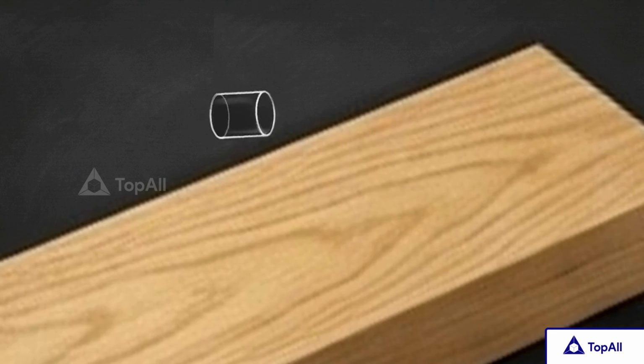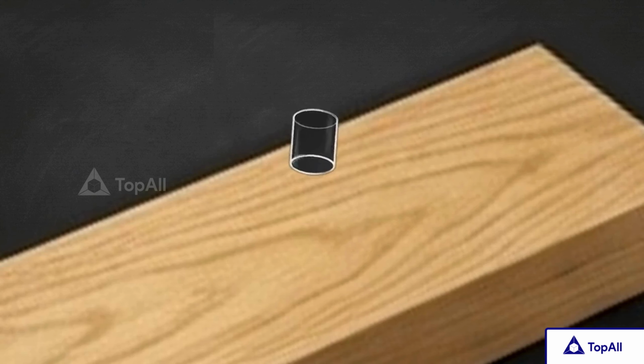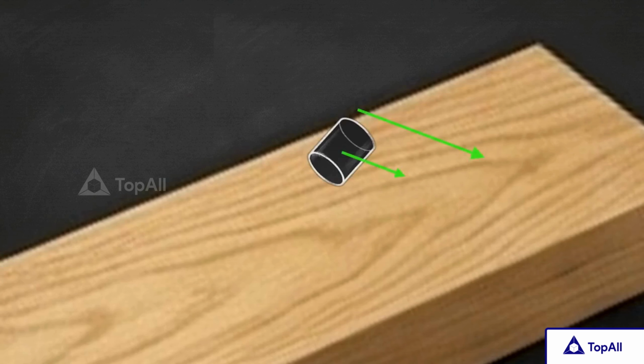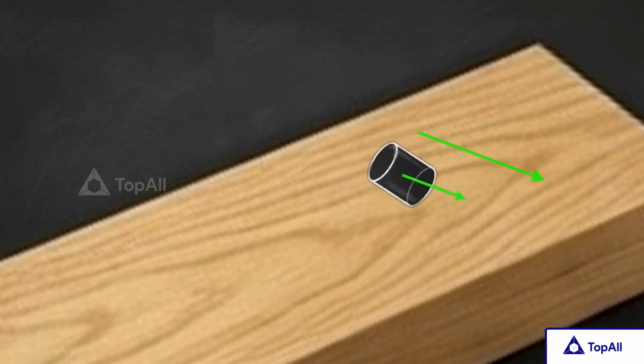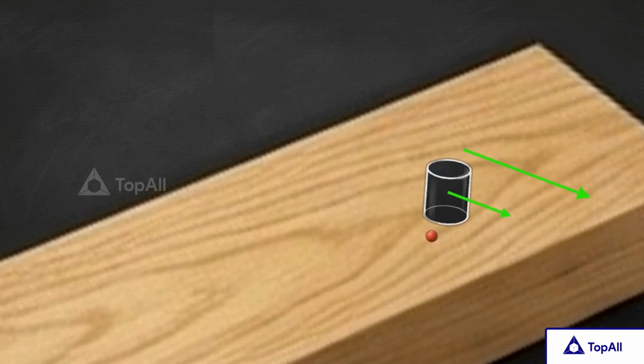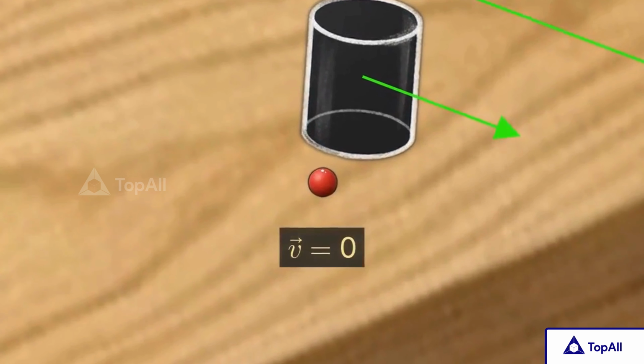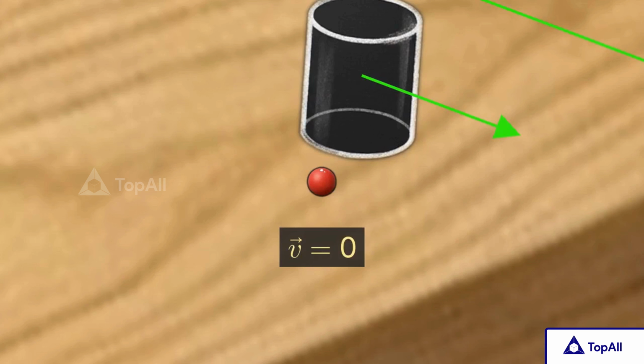Now look at the diagram of the rolling cylinder. Its internal particles are moving at completely different speeds. The particles near the top are moving much faster than the particles near the center. Even stranger, if you measured the exact point where the cylinder touches the ramp, its instantaneous velocity is 0. It isn't moving forward at all in that split second.